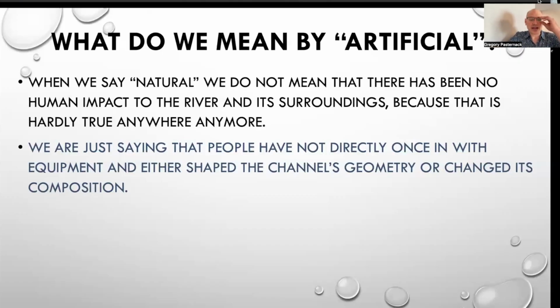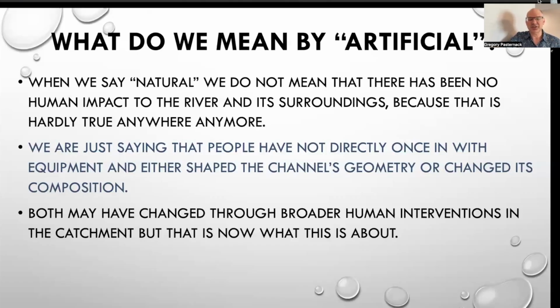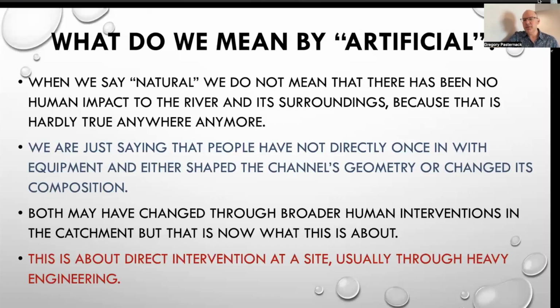It has to be directly engineered for us to call it artificial in this classification. Both artificial and natural streams may subsequently go through more changes as a result of broader human intervention, such as deforestation or changes in climate that affect wildfire and drought and flood regimes, all the other activities that humans do. And that even includes river restoration. So again, when we say something is artificial, we mean a very specific thing.